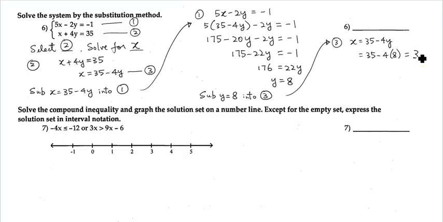And don't forget to answer your question. Don't just leave it like that. So therefore, the solution is x comma y equals 3 comma 8.